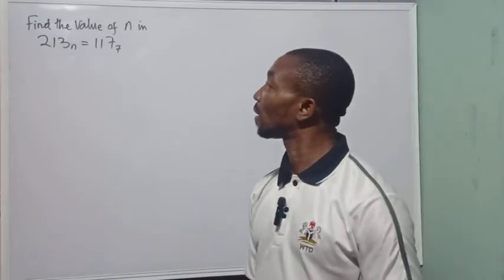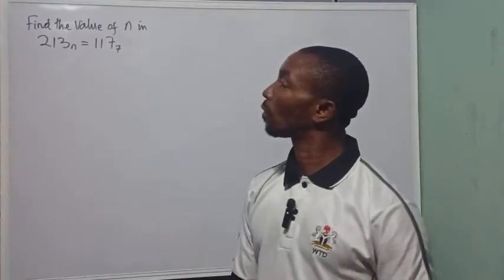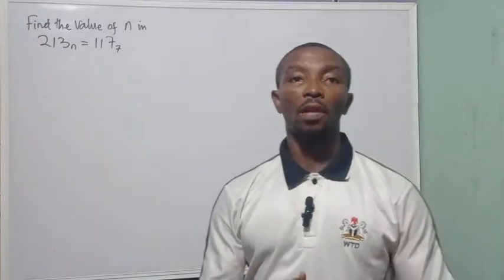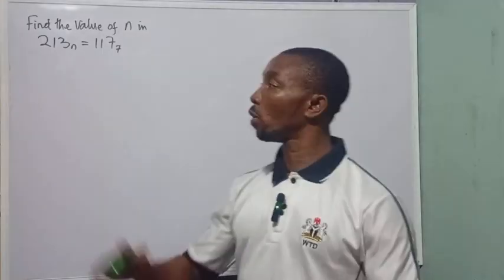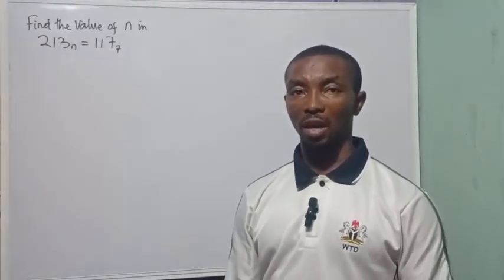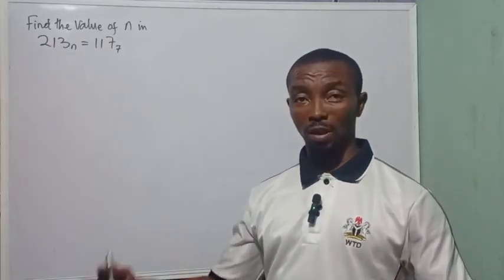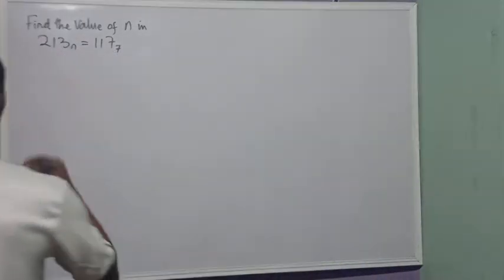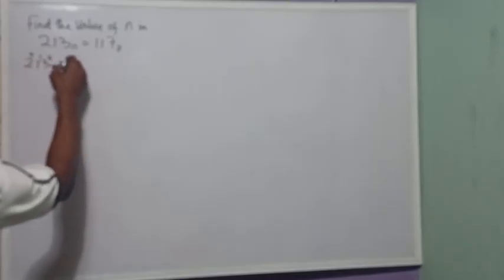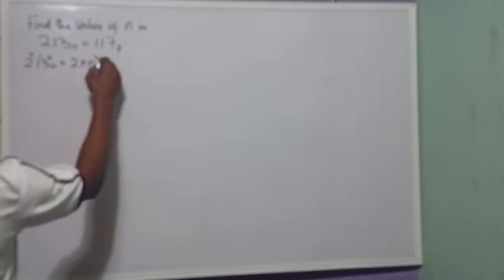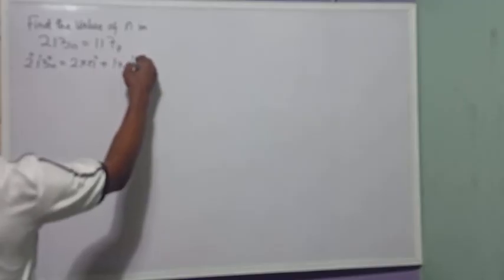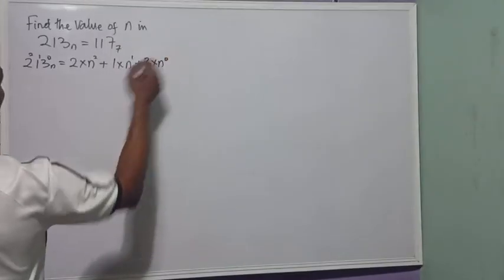Okay, our next question says find the value of n in 213 base n equals 117 base 7. Now, in order to find the value of n here, we will first of all convert this to base 10. And to convert to base 10, we use our expansion method. Okay, this will become 213, with positions 2, 1, 0, which will be 2 times n raised to power 2 plus 1 times n raised to power 1 plus 3 times n raised to power 0.